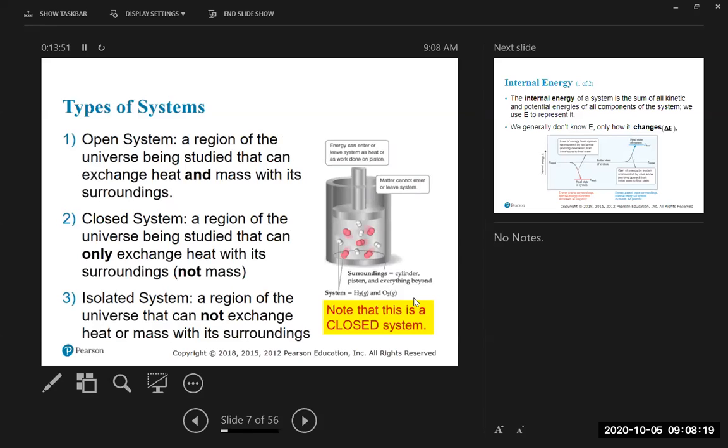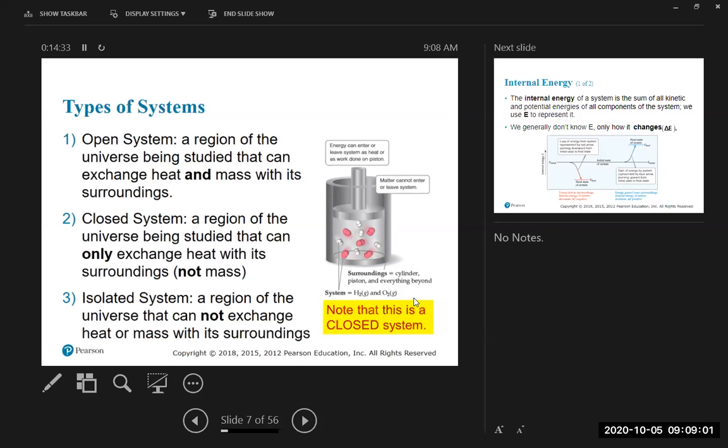So there's several types of systems. One is an open system, and that is defined as something where you can exchange heat and mass with its surroundings. So what that means is if it's an open system and I do something to it to cause some type of reaction, then it can give off heat to the surroundings, or it can absorb heat from the surroundings. And also the stuff that's in there that I'm reacting can leave the container. Think of it that way. Okay, so that would be an open system.